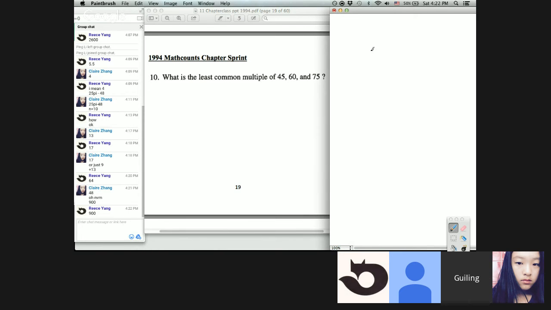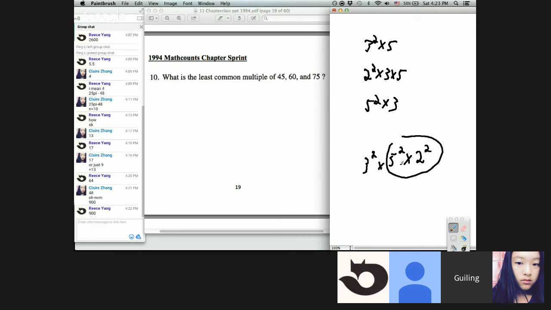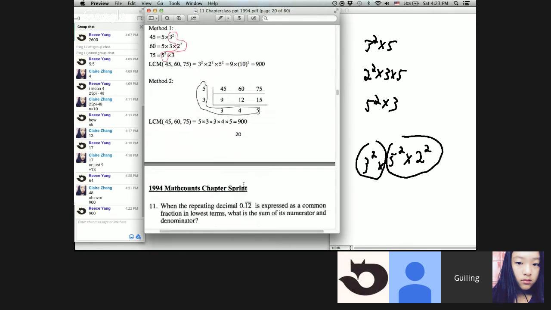again, just factor them. So 45 is equal to 3 squared times 5. 60 is equal to 2 squared times 3 times 5. And then 75 is equal to 5 squared times 3. And then we'll grab the greatest. So we'll grab the common ones, which is 3. So the greatest one is 3 squared. And then there's also a 5, so the greater one is 5 squared. And there's also 2 squared by itself, so we'll grab it as well. So this becomes 100, and then this becomes 9, so it's just 900. Not too bad.